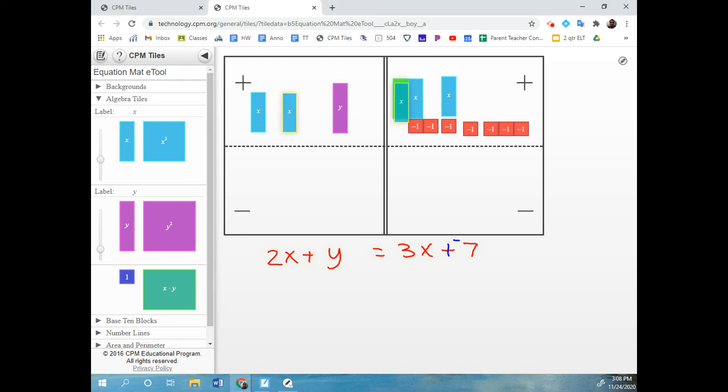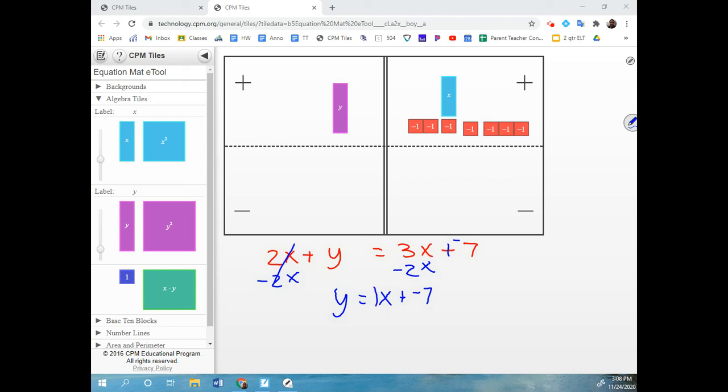Oh, do you remember? I could balance it. I could balance those two out and balance these two out. How would that look down here? Oh, minus 2x and minus 2x. This cancels out. I'm left with y equals x plus negative 7. That's it, or 1x. I'm done. Cool. Oh, I do need to do one thing, don't I? Write this down, by the way.